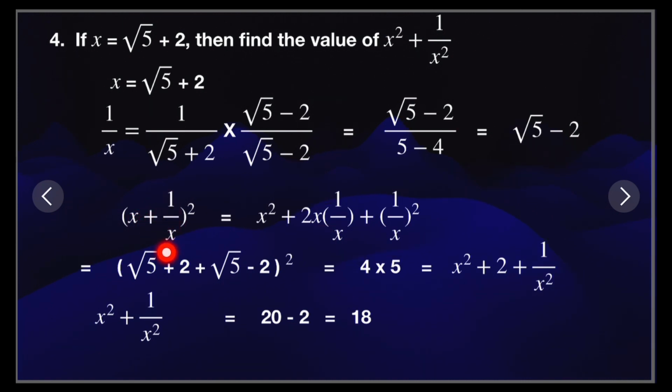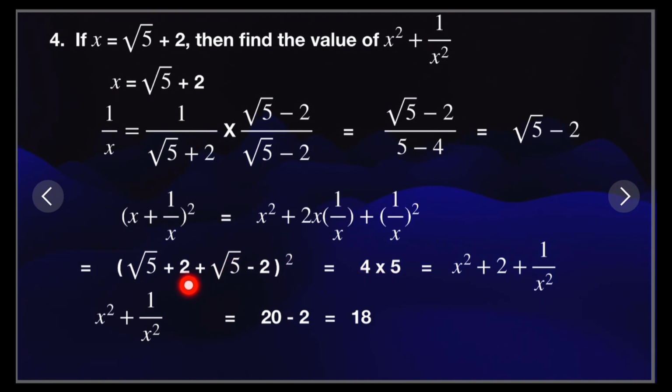(x plus 1 upon x) whole square is equal to x square plus 2 into x into 1 upon x plus (1 upon x) the whole square. This is a formula. So now we are going to put it. Put what is x? x is √5 plus 2 and 1 upon x is √5 minus 2, the whole square. So here this plus 2 minus 2 will cancel out. So (2√5) whole square. 2 square is 4. (√5) square is 5. So 4 5s are 20.